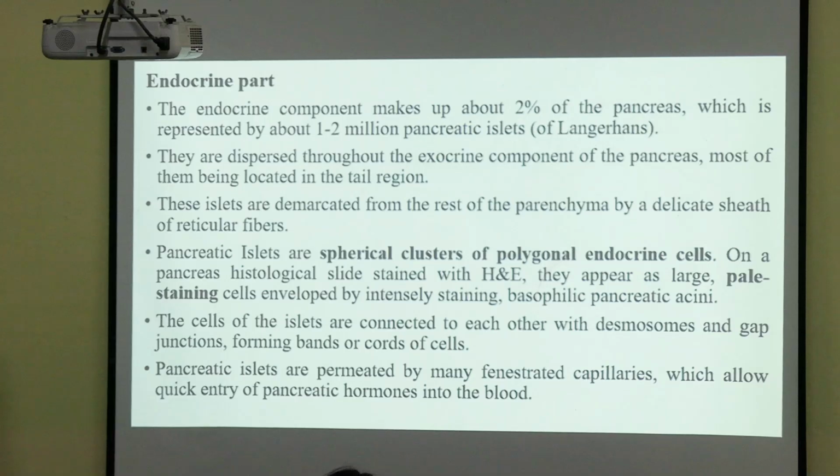Next, if you see the cells of the islets, they are connected to each other. Cells are not separated from each other. They are connected to each other with the help of desmosomes and gap junctions. Next, pancreatic islets are permeated by fenestrated capillaries. That means fenestrated capillaries are present inside the pancreatic islets. That is required. Once the secretion of the hormone is taking place, it can go directly into the blood vessel.